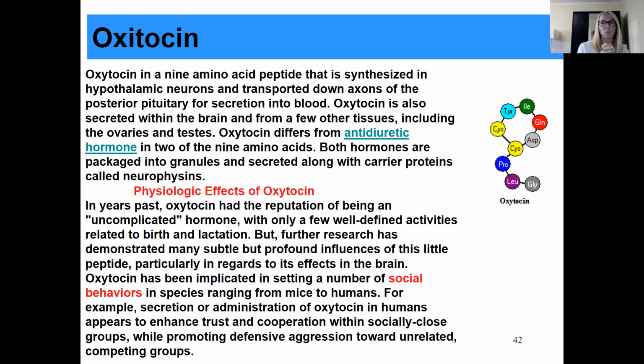Oxytocin, our last hormone for today. It is a peptide hormone, which is synthesized in hypothalamic neurons and transported down axons to the posterior pituitary for secretion into blood. Oxytocin is also secreted within the brain and from a few other tissues, including the ovaries and testes. Oxytocin differs from antidiuretic hormone in 2 of the 9 amino acids, and both hormones are packaged into granules and secreted along with carrier proteins called neurophysins.